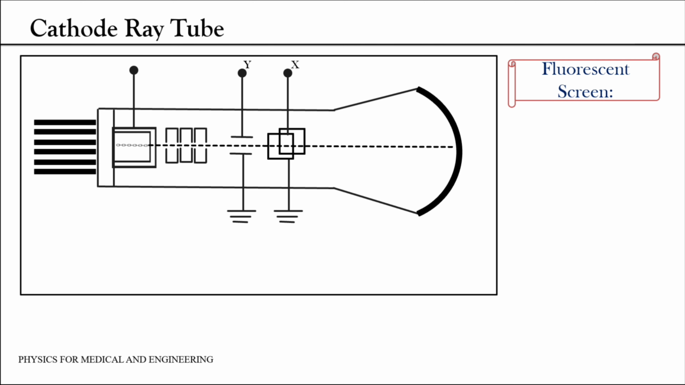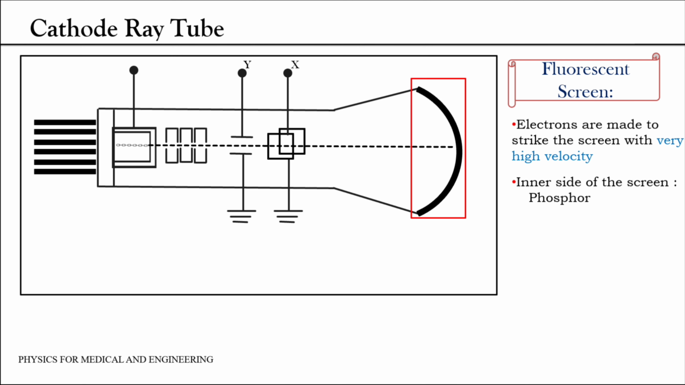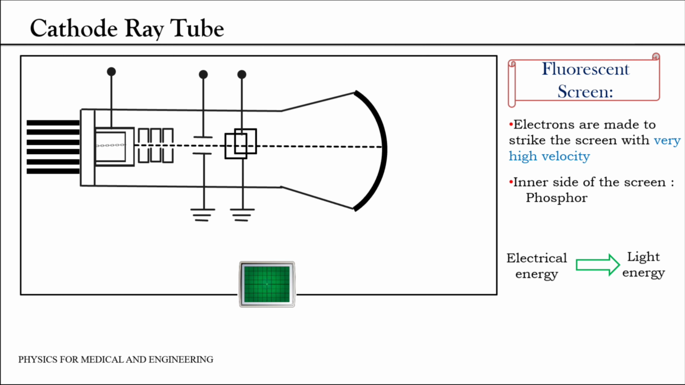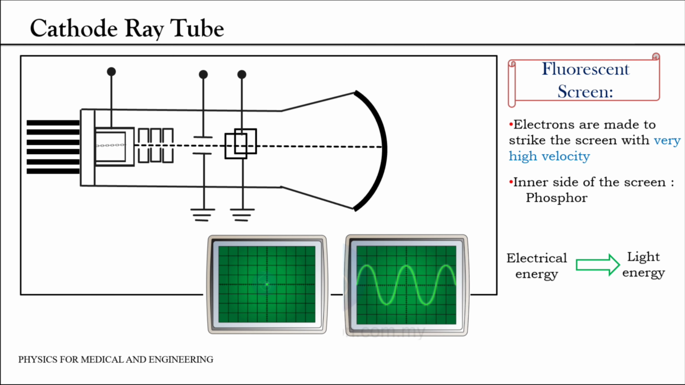The last section is the fluorescent screen. The focused, accelerated and deflected beam is then made to strike the inside part of the CRO screen with a very high velocity. The inner side of the screen is coated with a special type of phosphor. This layer converts the electrical energy into light energy. Thus, whenever an electron strikes the screen with a very high velocity, it generates a bright spot on the screen, and the beam moves so fast that it appears as a waveform.